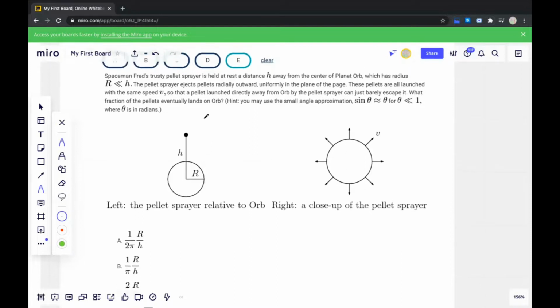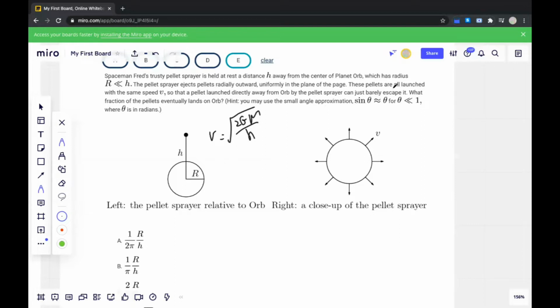Okay, so the first thing we can do is find the velocity at which they are being launched away. And we can do this by using the fact that the escape velocity is equal to the square root of 2GM over r. But in this case, r is going to be h because we're shooting them at a height of h. Okay, so now we know the velocity at which they're being shot.